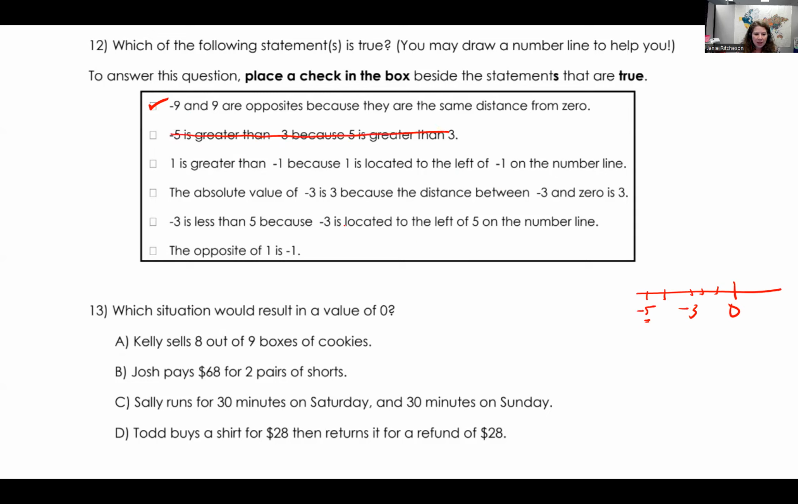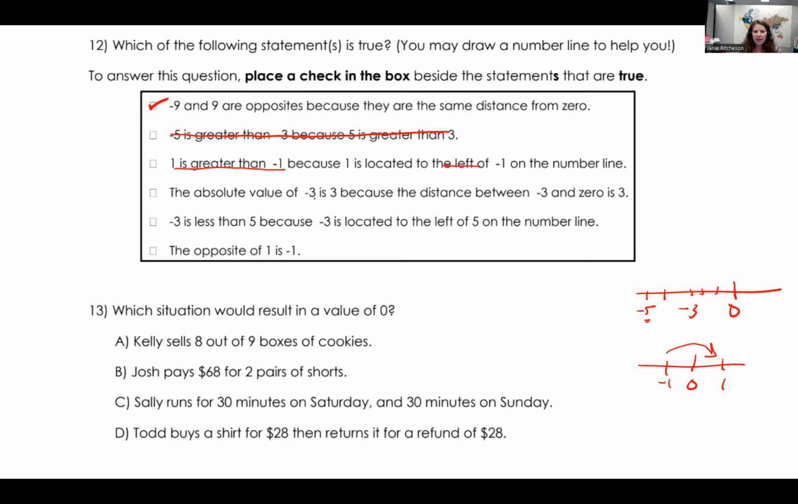1 is greater than -1 because it's located to the left of -1 on the number line. Well, I agree with this part. 1 is greater than -1, but on a number line, 1 is located to the right of -1. So this part makes it false.